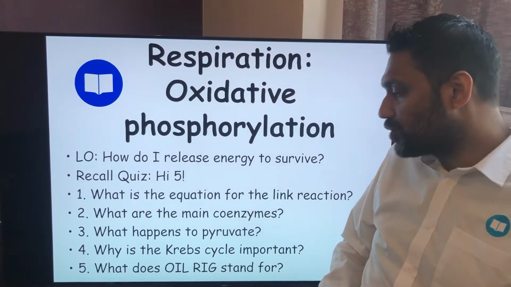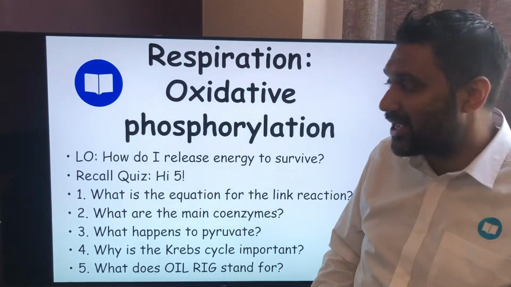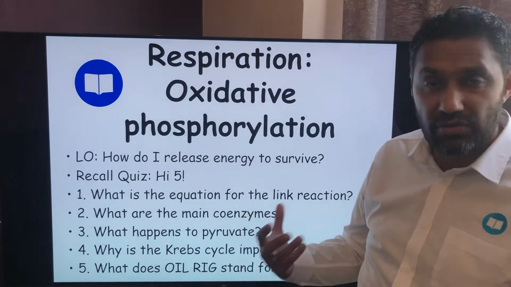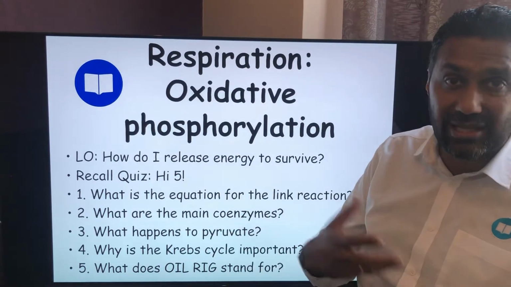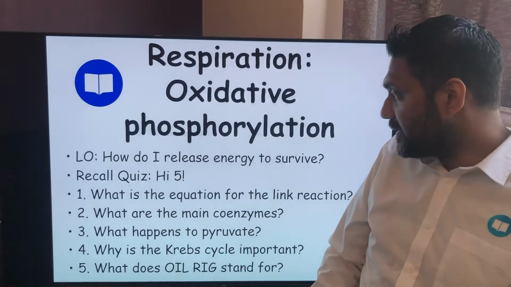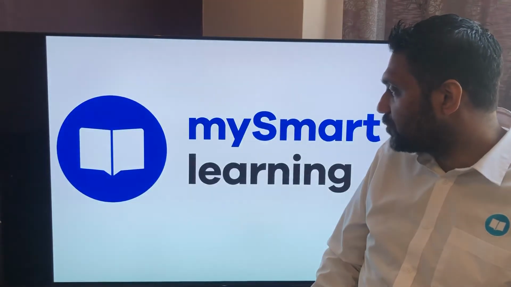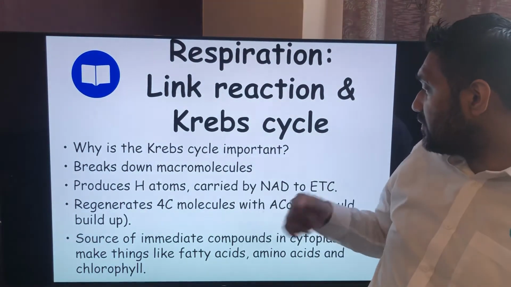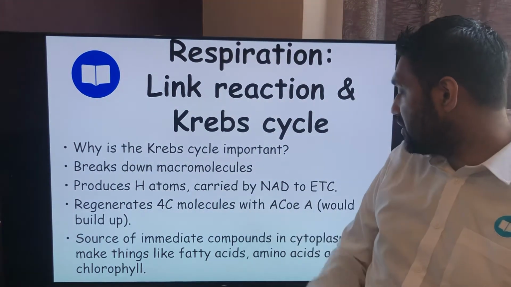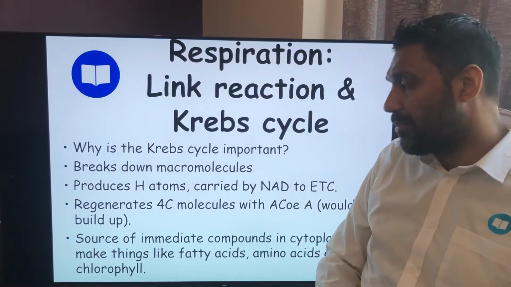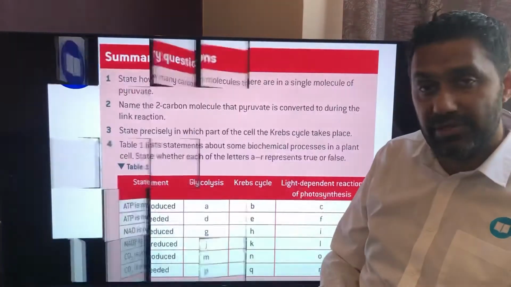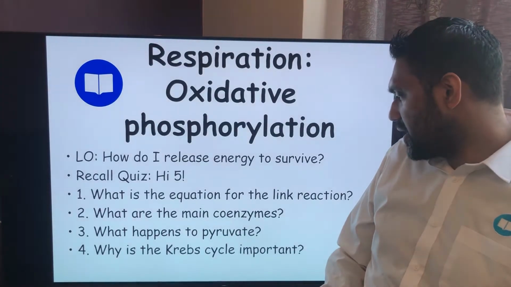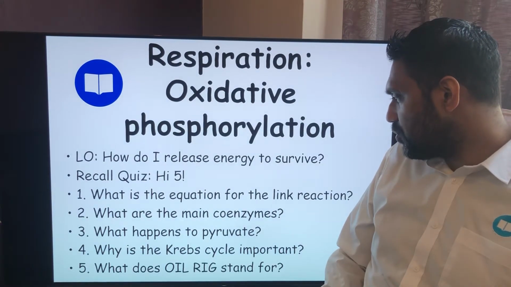Why is the Krebs cycle so important? We talked about that at the end of last lesson. We said it converts macromolecules into smaller molecules, and it's an immediate source of lots of different substrates so that they can make other things like amino acids and fatty acids. We also said it produces the hydrogen atoms for the NAD to be reduced so it can go on to the electron transport chain. And also, the 4 carbon molecules can be regenerated, so there's no backing up, it doesn't build up. So that's why the Krebs cycle is important.